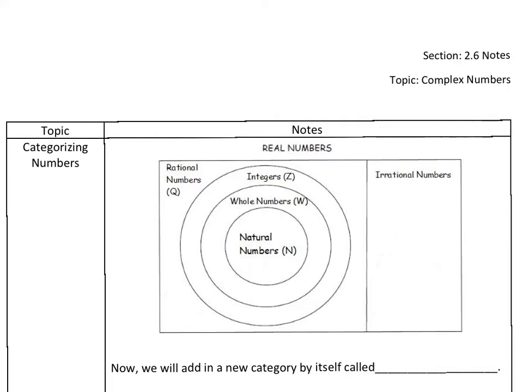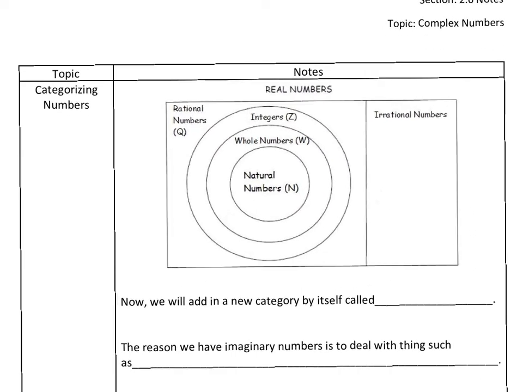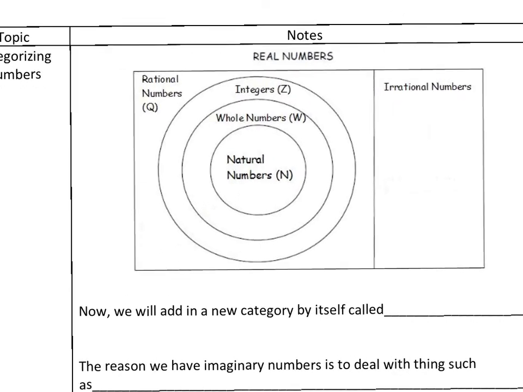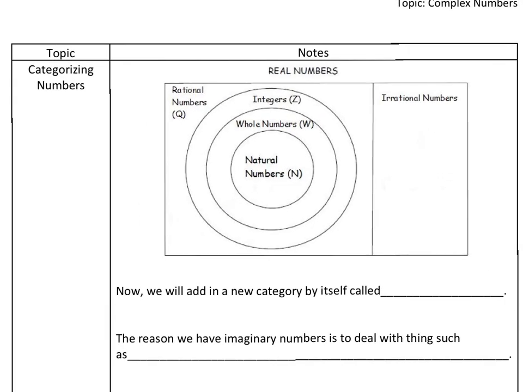So starting off, 2.6. 2.6 is going to be over what we call complex numbers. We start off just kind of categorizing these numbers. So we've seen this chart before. We've got rational numbers, integers, whole numbers, and then natural numbers. And then over in that second column, we have our irrational numbers that we've talked about. And now we're going to talk about what we call imaginary numbers.